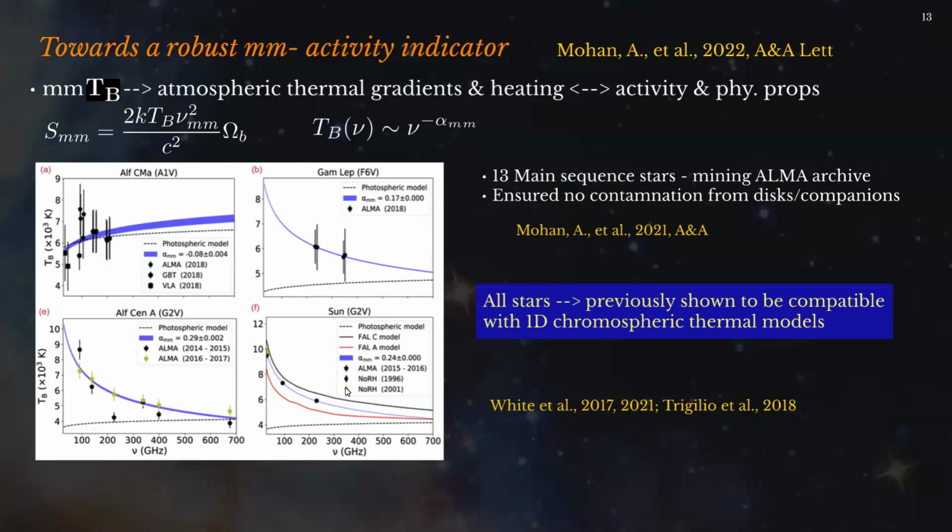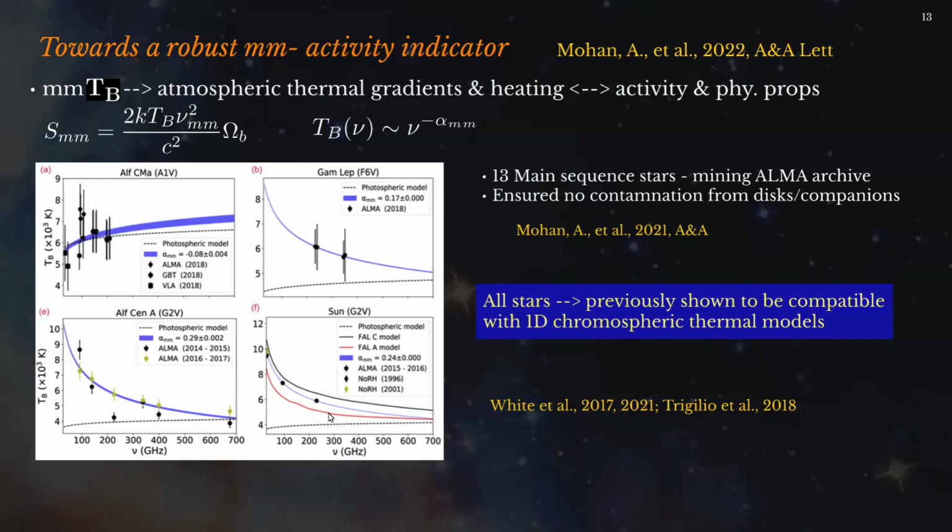So here we have the Sun for comparison. It's the Sun as a star, disk-averaged fluxes. And the black and red lines are basically from a solar chromospheric model, the well-known FAL-C, FAL-A models. So you see the millimeter points are lying exactly where you expect from chromospheric thermal emission. So that again reinforces the argument that this is actually chromospheric thermal emission.